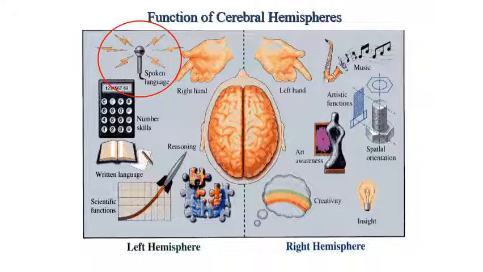Now, those who are right hemisphere, the right hemisphere controls the left hand and the left side of the body. They are also very creative. They are artistic. They are often involved in music and art, and they have a lot of insight along with spatial orientation. So depending on you, each of you can probably think about, okay, am I a right brain or a left brain? Okay.